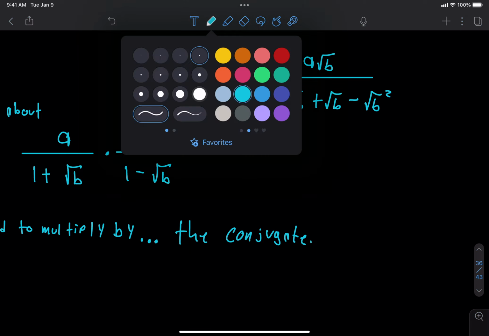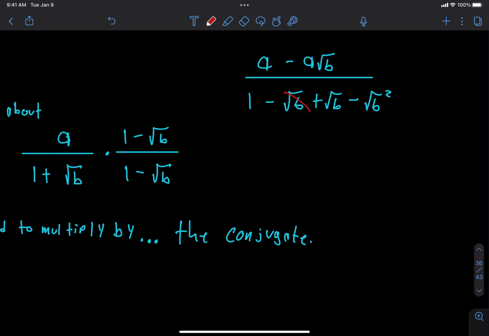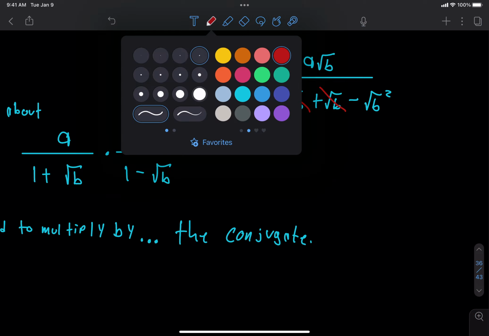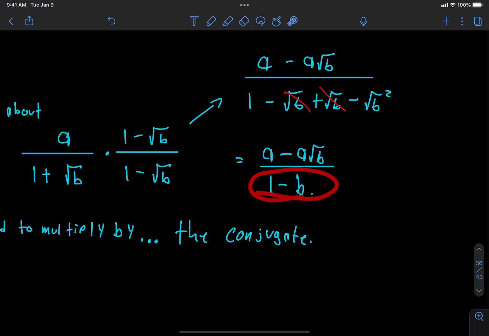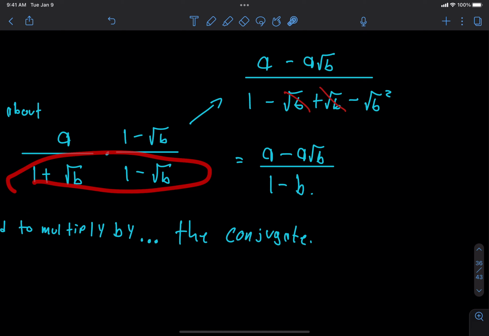So since we are subtracting a square root of b and then adding a square root of b, those cancel, and we're left with just a minus a root b in the top, and in the bottom I have 1 minus b. Okay, so you can think of this as like a reverse difference of squares, okay?